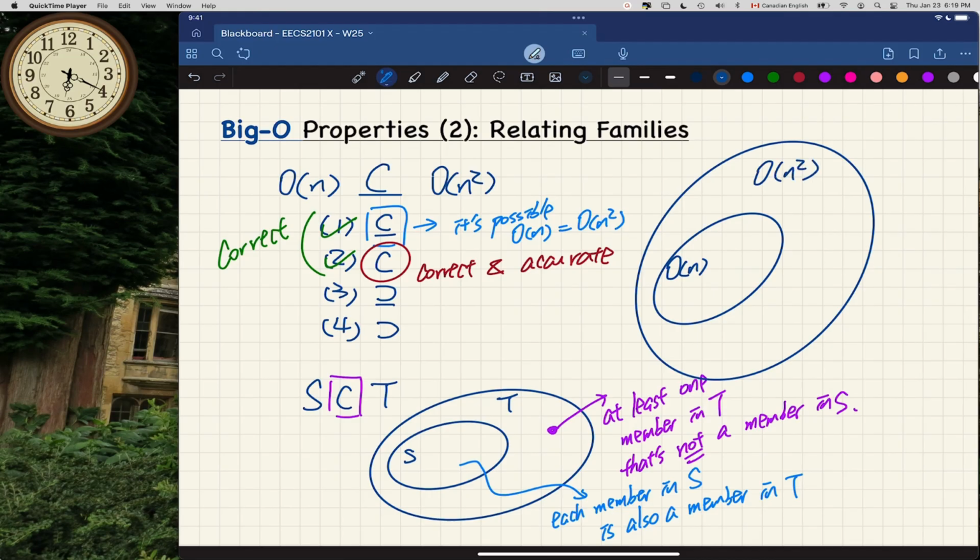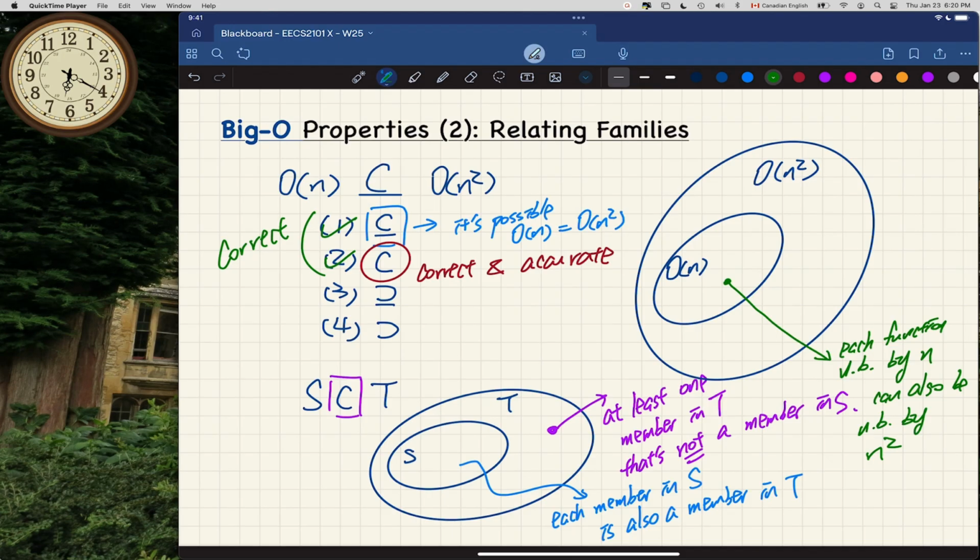Now, let's apply that. Just repeat the points. This one is to say every function that can be upper bounded by n should be able to be upper bounded by n squared. Upper bounded by n can also be upper bounded by n squared, but not vice versa because it's a proper subset, right?